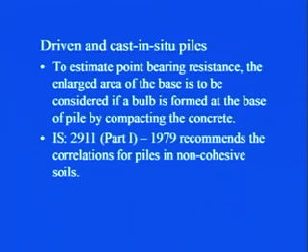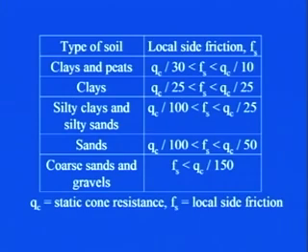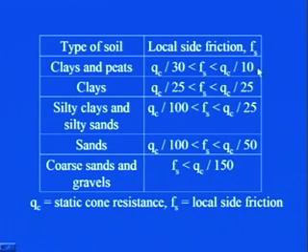Then IS 2911 Part 1 1979 recommends the correlations for pile in non-cohesive soil. What are they? You can have a look here in this particular table. This I have taken from the IS code only. Depending on the type of the soil, different expressions or different limits for local side friction Fs have been given. If the pile has been driven in clays and peats, then the lower limit of this Fs, that is local side friction, is Qc by 30, where Qc is the cone penetration resistance that you are getting from static cone penetration test data, and the higher limit is Qc by 10. So, that Fs must lie between Qc by 30 to Qc by 10.